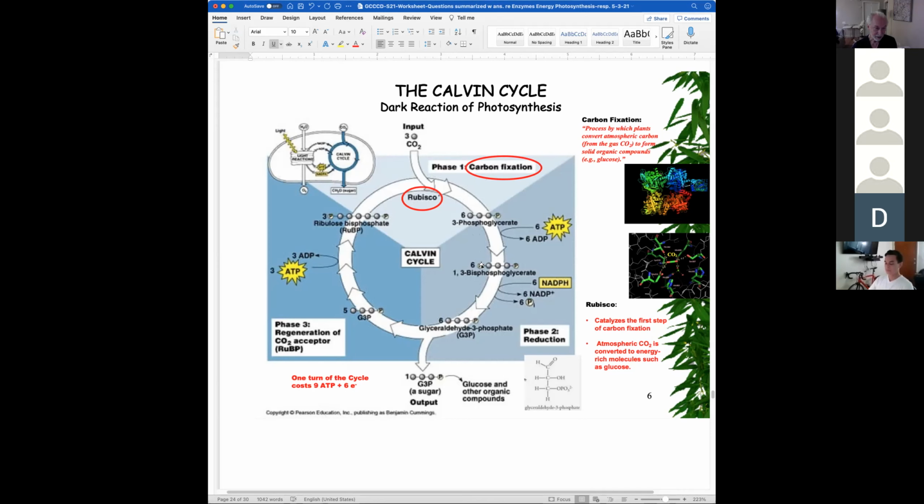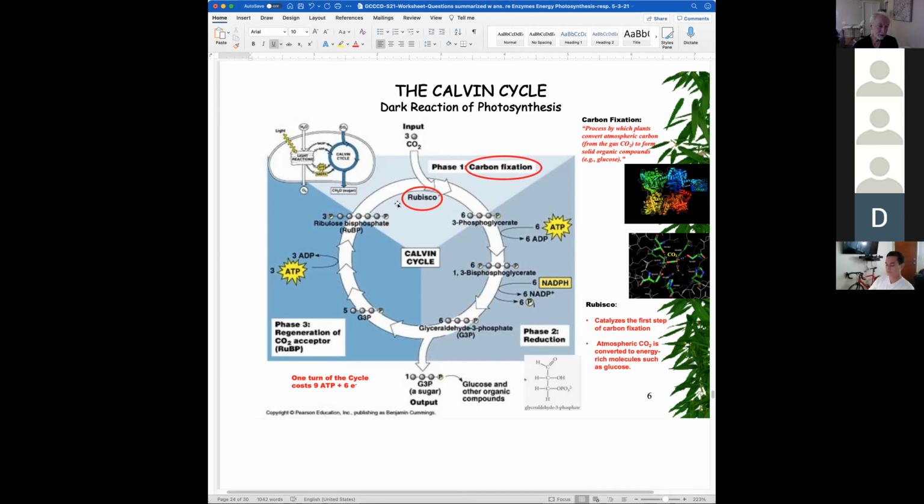That happens in the Calvin cycle, and out of it comes glyceraldehyde 3-phosphate, which is a 3-carbon molecule. If 2 of those are put together, you get a 6-carbon molecule, which is glucose. This is the structure of glyceraldehyde 3-phosphate.